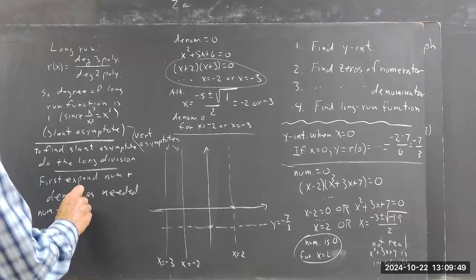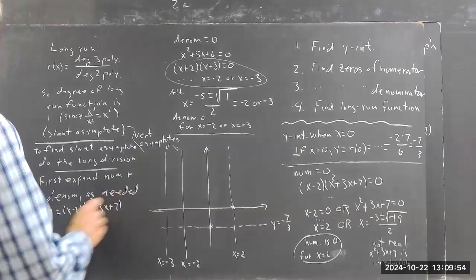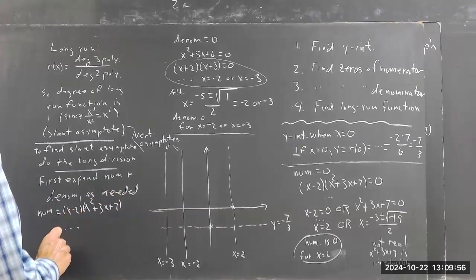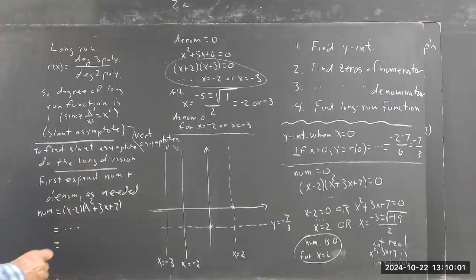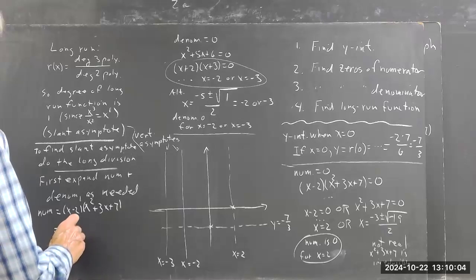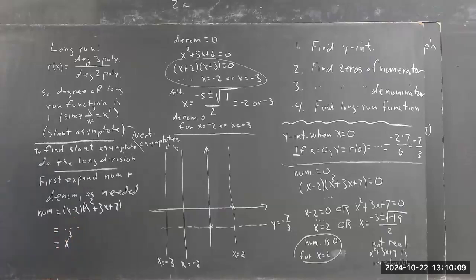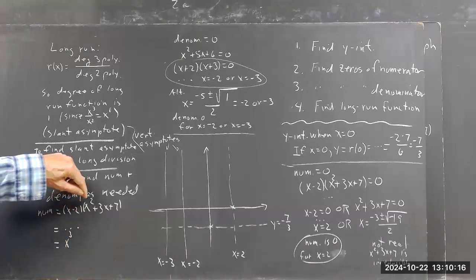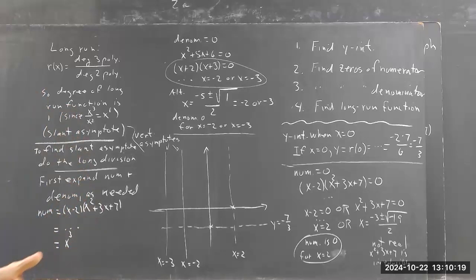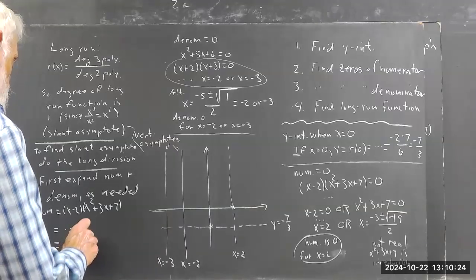So the numerator is x minus 2 times x squared plus 3x plus 7, and you use the distributive law: x times all this, minus 2 times all this. I'll do it in my head, and hopefully I'll get it right. You're going to have an x times x squared, which gives you x cubed. You have an x times 3x, which gives you 3x squared, and a negative 2 times x squared, which is a negative 2x squared. 3x squared minus 2x squared is x squared.